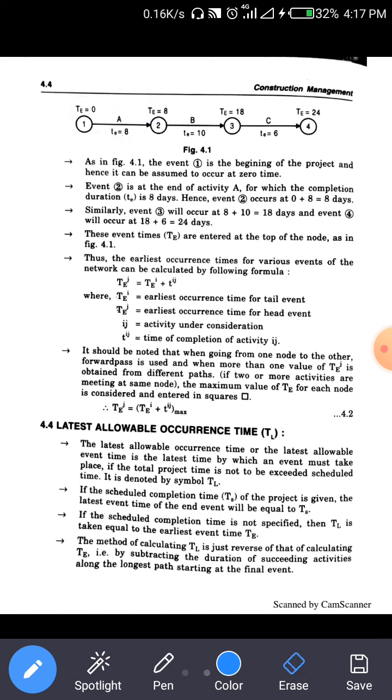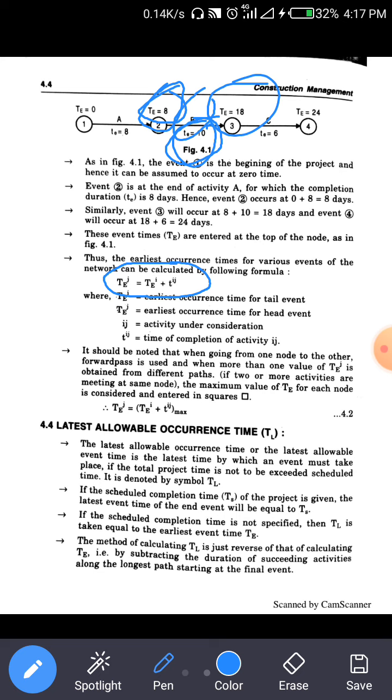Here, activity B starts from 8 days, and the time required to complete activity B is 10 days. So the summation of TE plus small te is equal to 18. Capital TE is 18 days, a total of 18 days required to complete activity B. These are the simple formulas for finding TE. The formula given is TEj is equal to TEi plus tij.